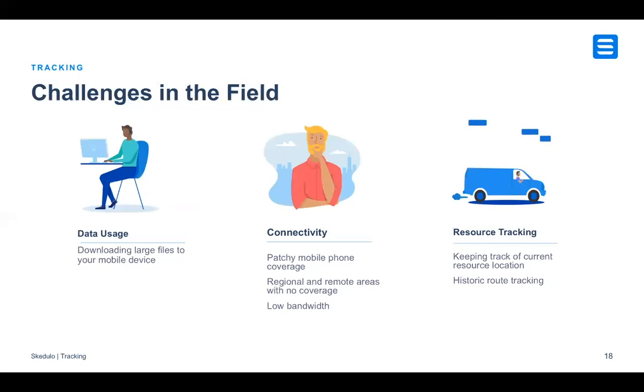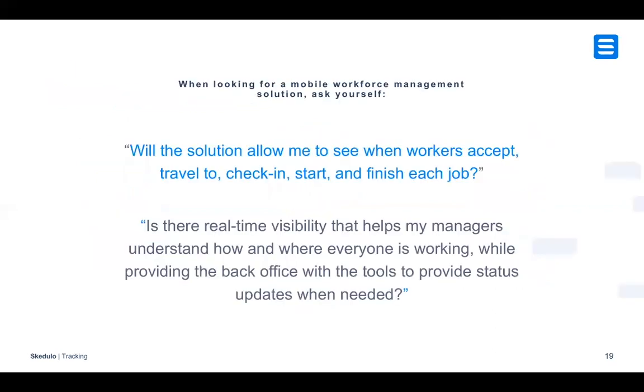And around resource tracking, this is more important to some businesses than others, but it's around seeing where your resources are in real time on a map if you're a scheduler, and tracking what was the planned route for that person versus what route they took, and being able to see that visually on a map as well. So a couple of considerations to think about during your assessment are, will the solution allow me to track when workers accept the work, where they are and what time they start travel, finish travel, check in, and sort of start and finish the job?